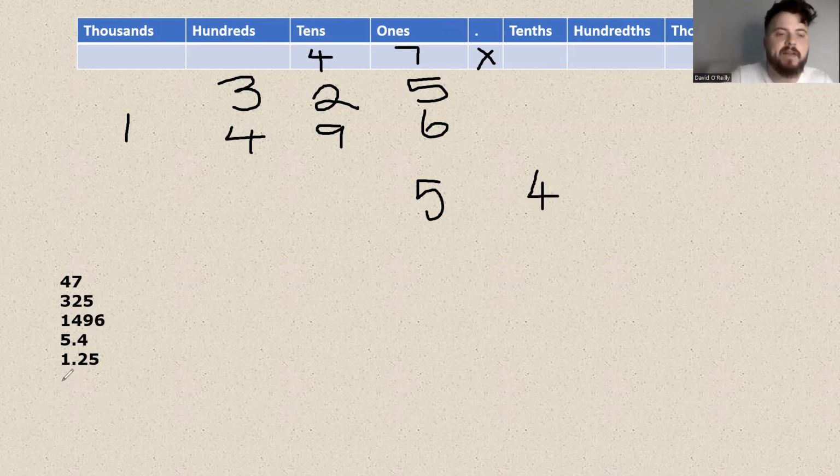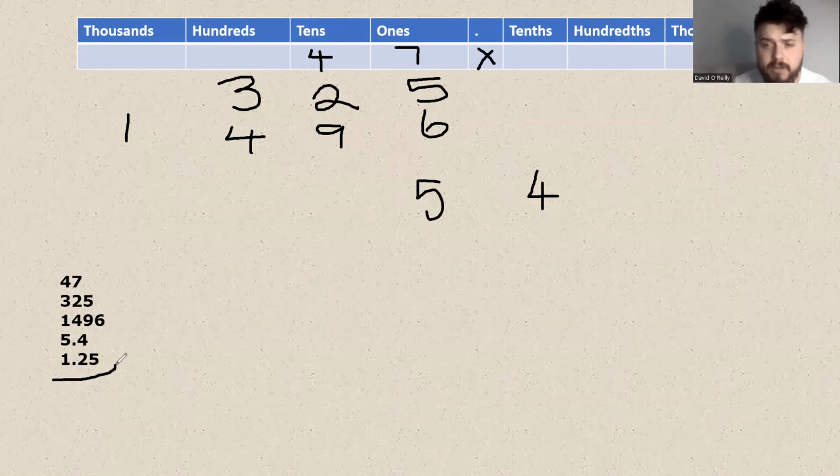And then we've got 1.25. Once again, let's get rid of the decimal places. Forget they exist. We've got the number 1, which we know is just a 1. So we put the 1 in our ones. And then we've got decimal point 25. Decimal point 25, so it's 2 tenths and 5 hundredths.